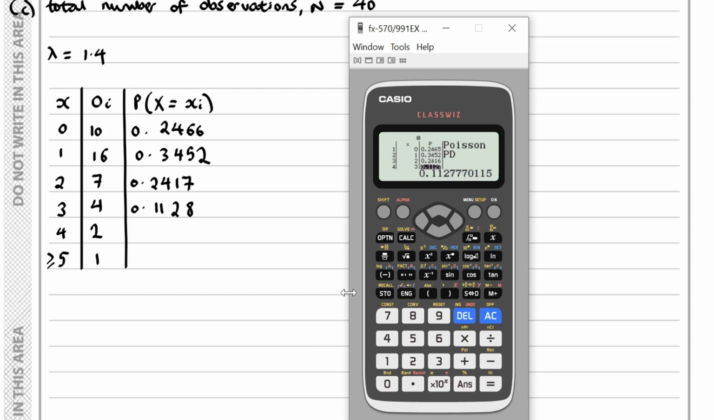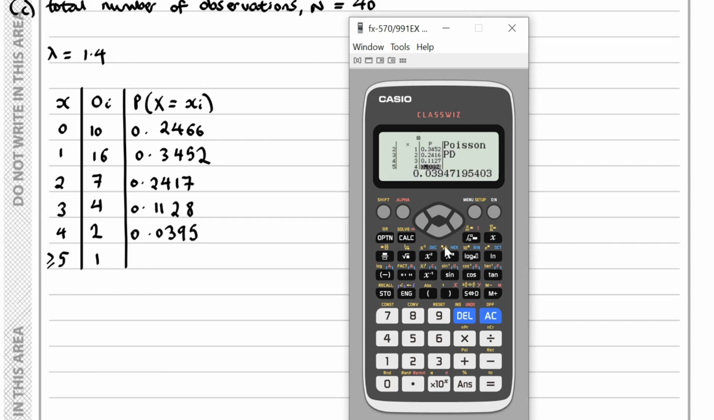And then for the next one, we have 0.0395. So we'll store this into E. Alright, so for 5 or more we can figure out that probability.